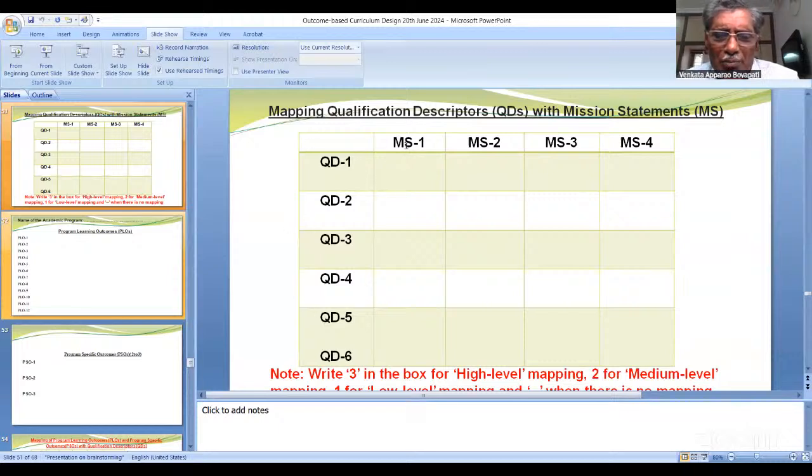Then mapping between PEOs, you consider this as PEOs because it is College of Engineering and Management. And here, mission statements, this is the first mapping table. PEOs and mission statements, first mapping table. Write 3 in the box for high mapping, 2 in the box for medium mapping, 1 in the box for low mapping, and a dash for no mapping. When there is no mapping, put dash. Don't leave the box empty.